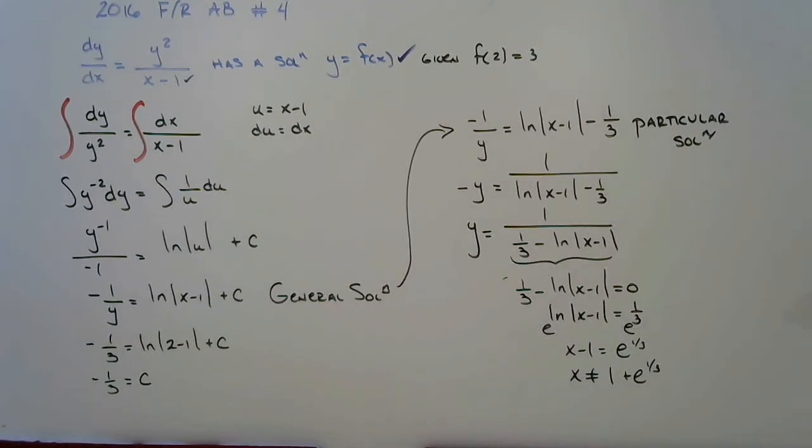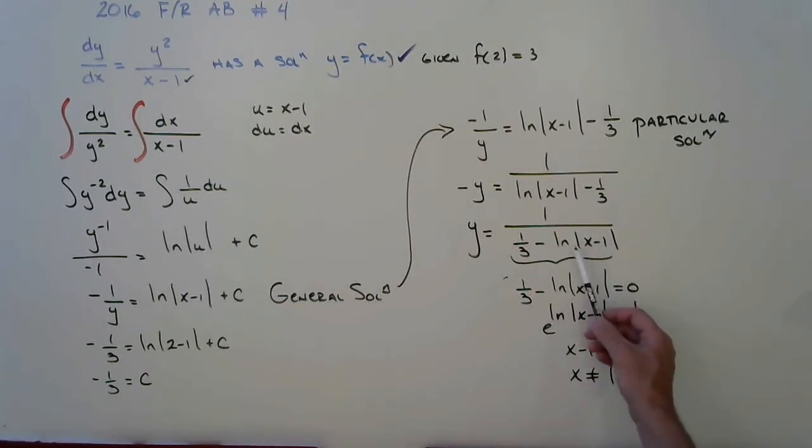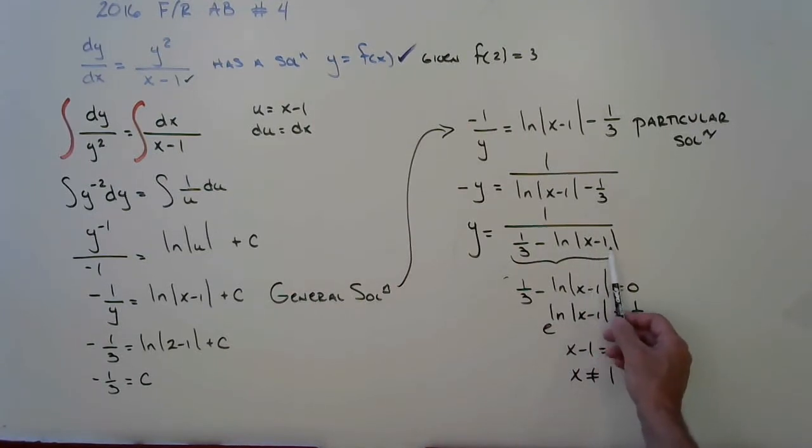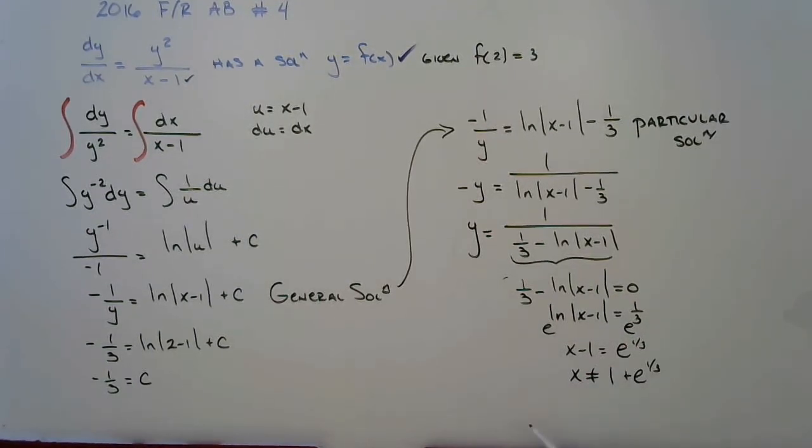Now, what else do we know? Well, if x is bigger than this, if x is bigger than that, then this is going to be undefined. Plus, we know x, from right here, can't be 1, because we can't take the natural log of 0. So x has to be smaller than this, but bigger than 1. Okay? So that's question number 4.